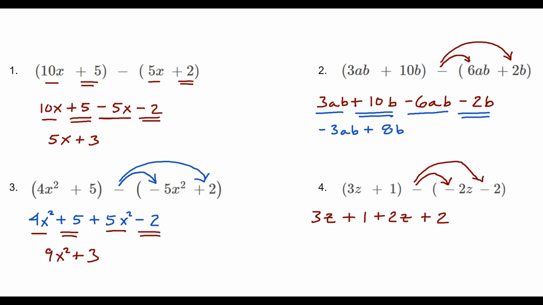Where are our like terms? We have 3z, positive 2z, 3 plus 2, 5z, and plus 1, plus 2, 1 plus 2, positive 3. All right, there are our four warm-up problems. 10 problems follow. If you have some trouble with those, feel free to watch this video again and try those problems a second time. Good luck.